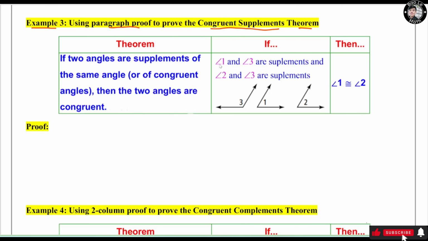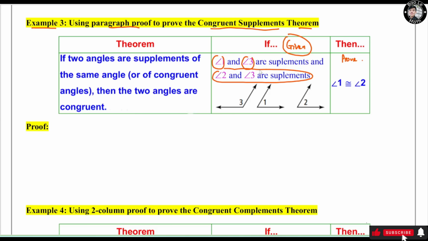Alright, so if you have angle 1 and angle 3 as supplements, and angle 2 and angle 3 as supplements, then angle 1 is congruent to angle 2. Now to prove this theorem, we need to start with the given. So we're going to say angle 1 and angle 3 are supplementary because it's given. So the measure of angle 1 plus the measure of angle 3 equals 180 degrees by the definition of supplementary angles. Now we're going to reason the same thing for angle 2 and angle 3.